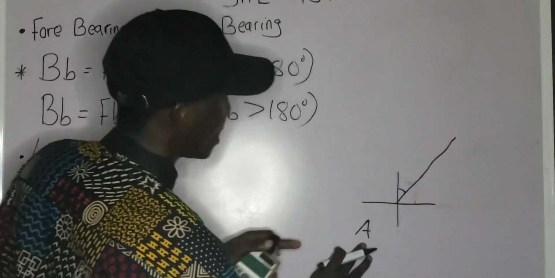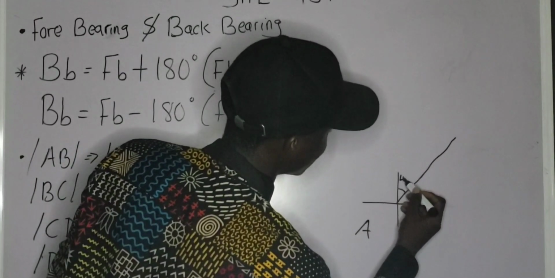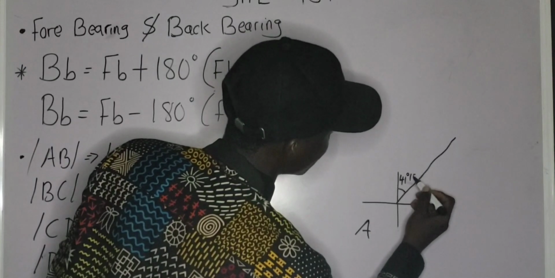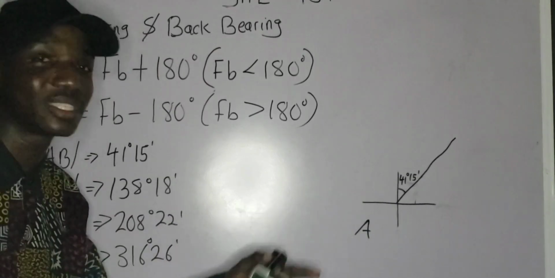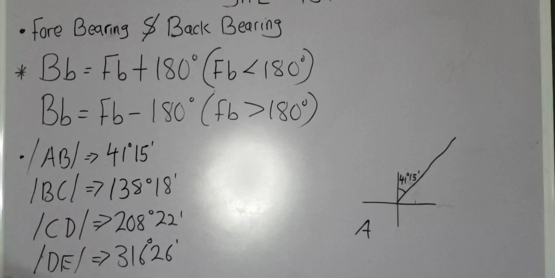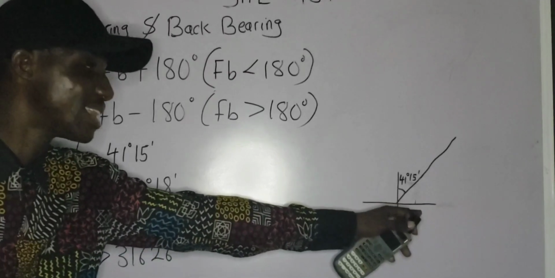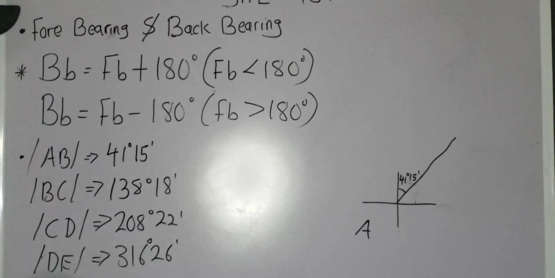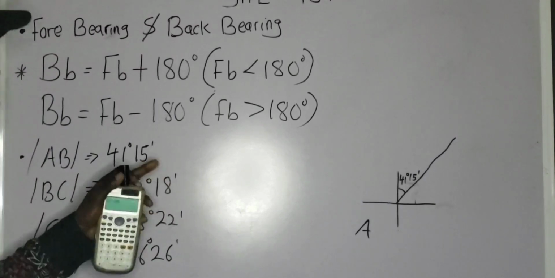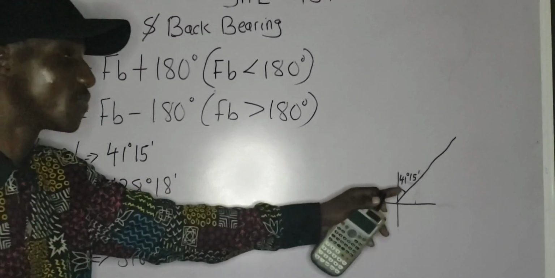So the Fore bearing is what? 41 degrees, 15 minutes. Please, do you understand? Assuming that the angle is 130 something degrees, that means it has passed the first quadrant, which is here. It has moved to the second quadrant, you understand? But the angle is still in the first quadrant. So 41 degrees and 15 minutes will be in the first quadrant.